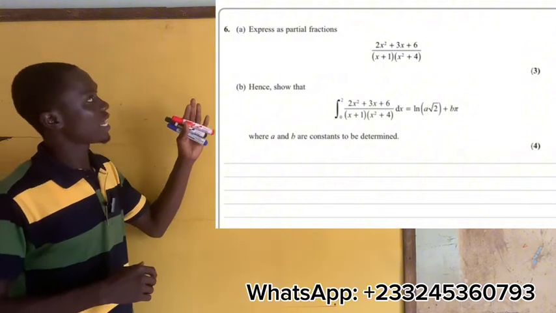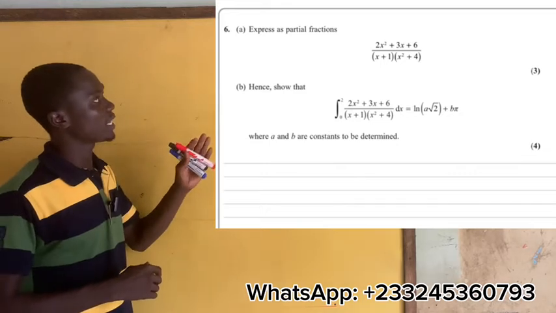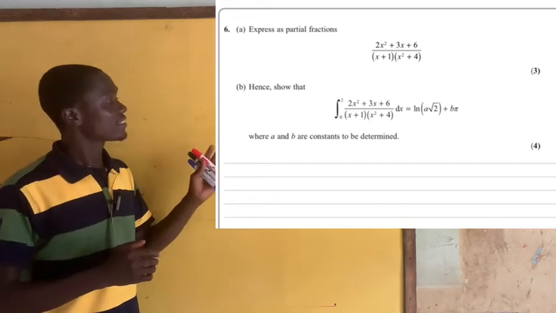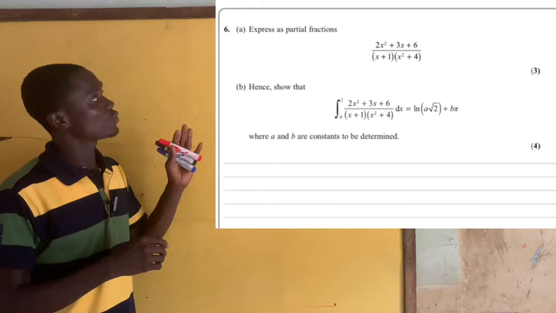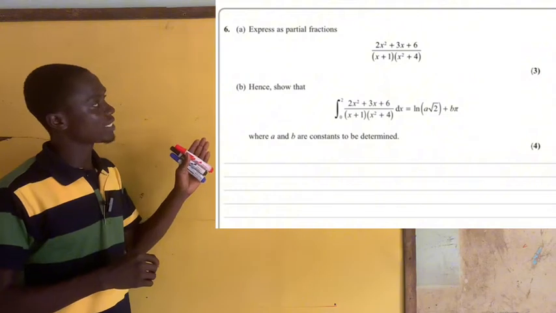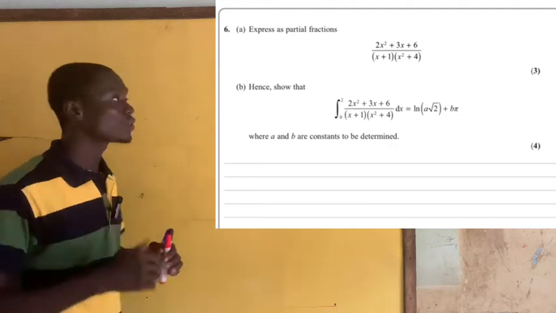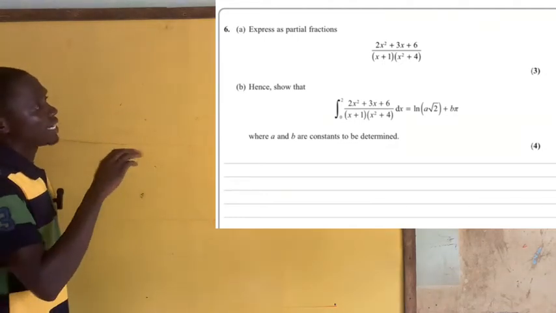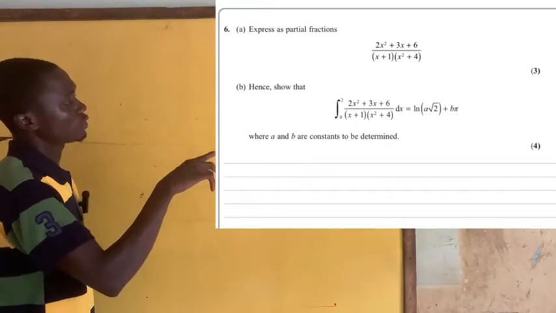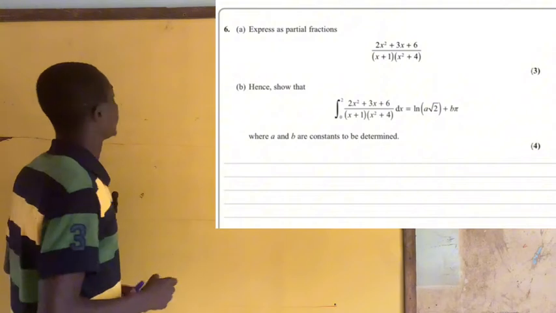We are to express as partial fractions (2x² + 3x + 6) divided by (x + 1)(x² + 4), and hence integrate from 0 up to 2 of (2x² + 3x + 6) divided by (x + 1)(x² + 4) dx. It should be in the form ln(a√2) + bπ, where a and b are constants to be determined.